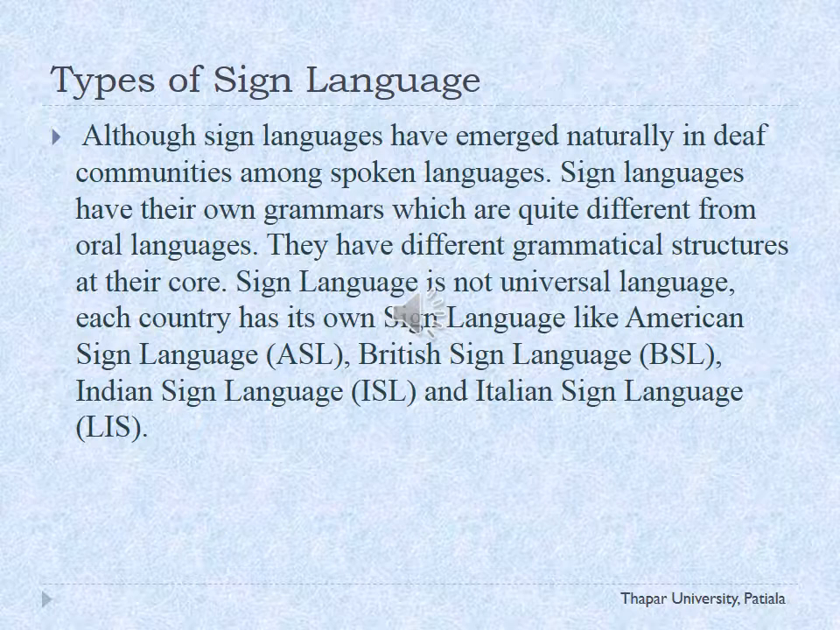Types of sign languages. As sign languages have emerged naturally in deaf communities among spoken languages, sign languages have their own grammar, which is quite different from other oral languages. They have different grammatical structures at their core. So sign language is not a universal language. Each country has its own sign language, like American Sign Language ASL, British Sign Language BSL, Indian Sign Language ISL, Italian Sign Language LIS, and others like German Sign Language DGS.